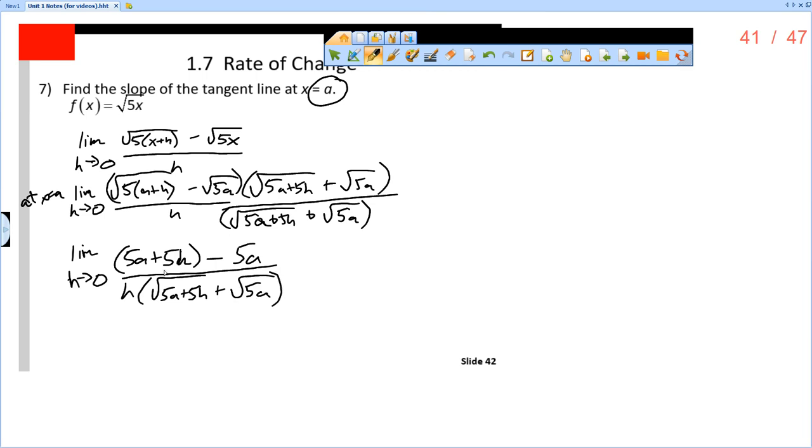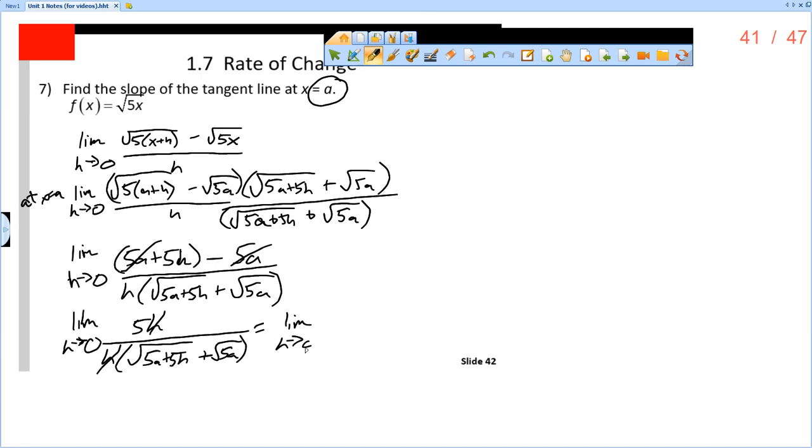All right, so now I'm going to drop the parentheses in the numerator because those don't do anything. And then I have 5a minus 5a, so those subtract out. So I'm left with the limit as h approaches 0 of 5h over h times the quantity root 5a plus 5h plus root 5a, right? So now, of course, like we said, h must reduce. And so we're left with the limit as h approaches 0 of 5 divided by the square root of 5a plus 5h plus root 5a.